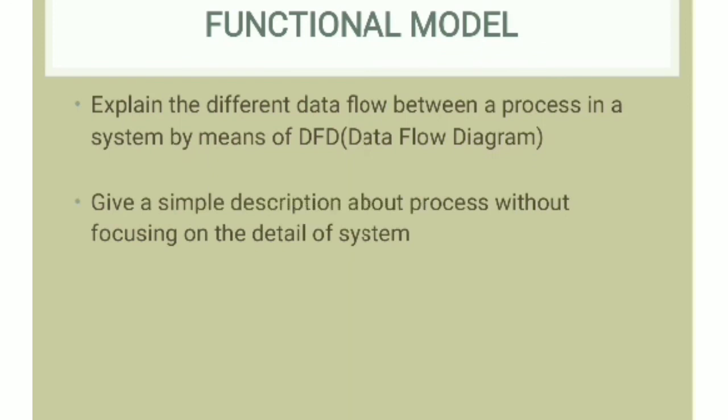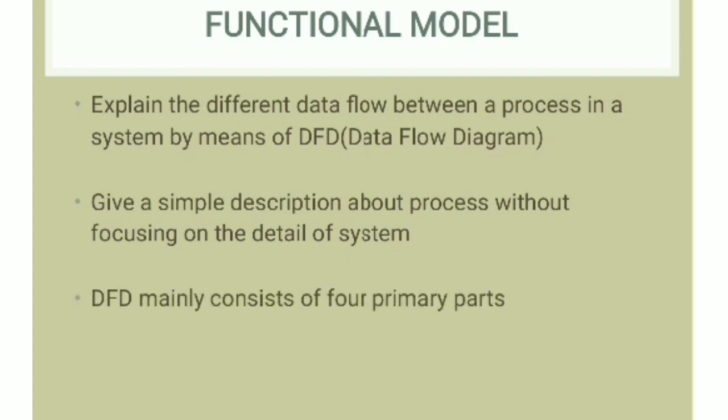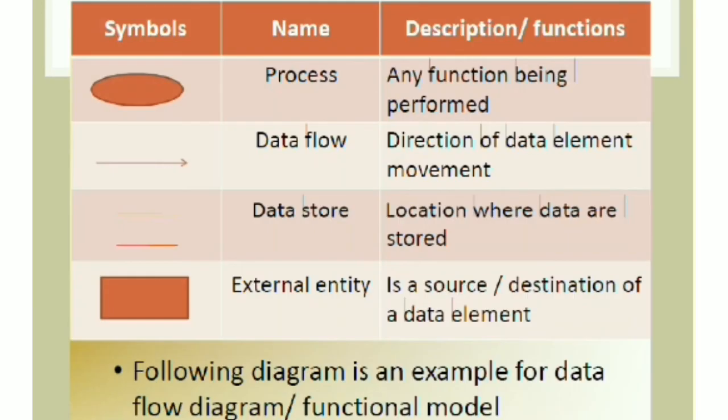Functional model, it gives a simple description about processes without focusing on the detailed interaction of the system. In the functional model, we don't bother about the interaction or the interaction flow. Basically, we consider the process and the system description. So for the functional description, we use a data flow model. The DFD mainly consists of four primary parts. As we have already seen in software engineering, a data flow diagram consists of four parts: process, data flow, data store and external entity.